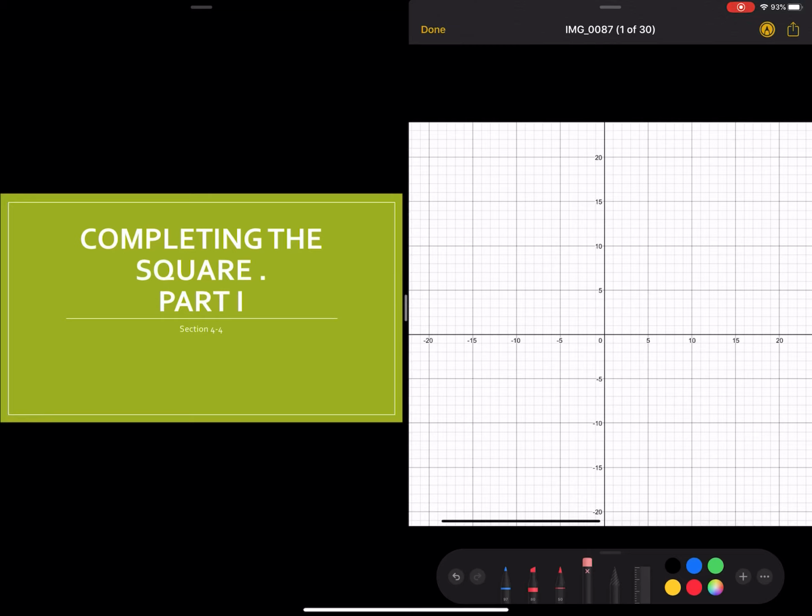Completing the square, part 1. First, what does that mean? And why are we even going to bother learning what completing the square means? Let's just talk about that for a second. So let's go into what we already know.